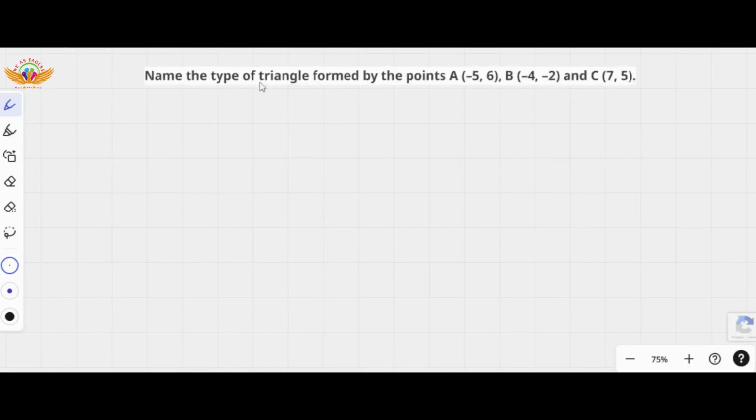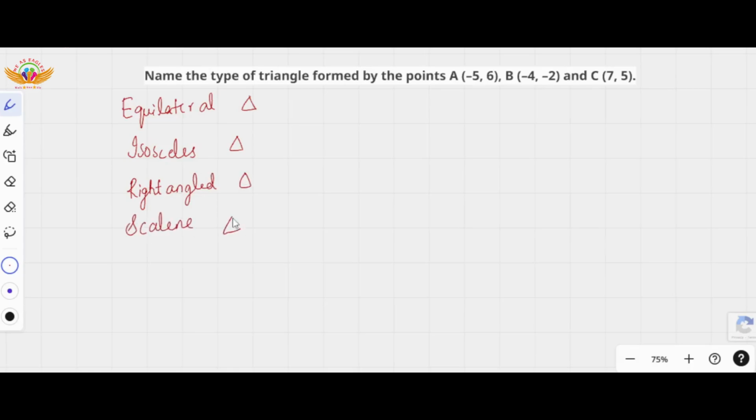Name the type of triangle formed by the points ABC. Before solving this problem, let us know what type of triangles we have and how to find out which type of triangle it is based on our coordinate geometry formula. So we have equilateral triangle, isosceles triangle, right angled triangle, and scalene triangle.